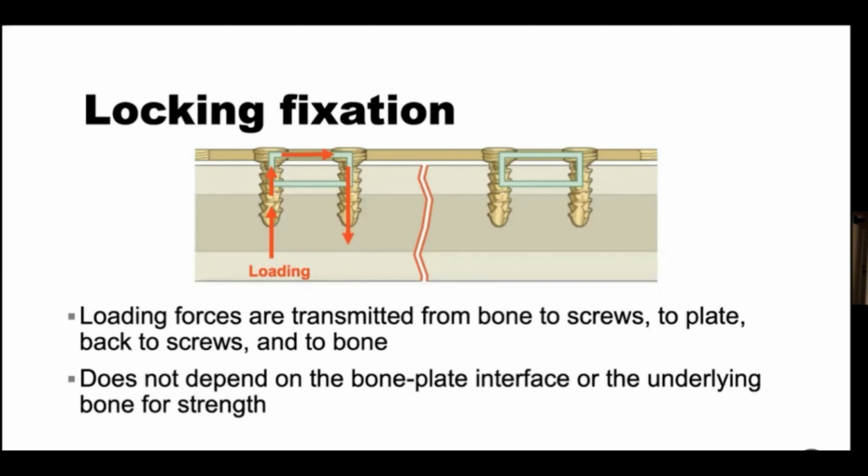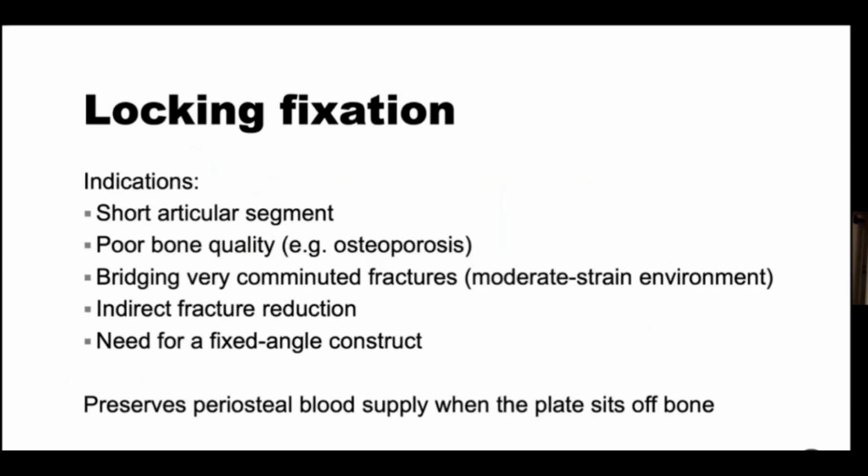Or if you want to create a fixed angle construct, meaning it's very important, like around the joint, that you have this. Again, important in some areas, not important in others, but just understand that this has to do with how the plate is machined as opposed to how you're using it. So again, short articular segment, poor bone quality, bridging of very comminuted fractures, indirect fracture reduction, need for a fixed angle construct.